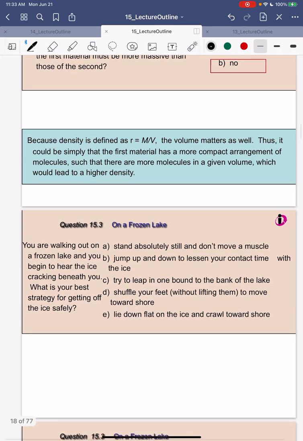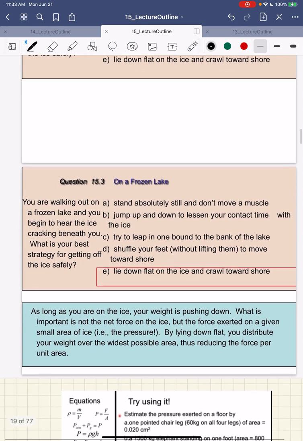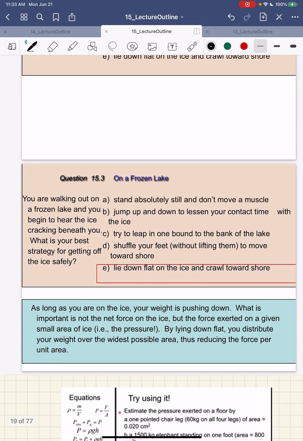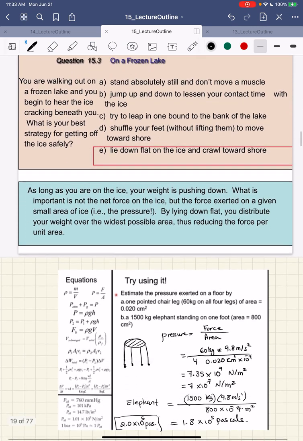If I am this person, I will go with the last one, because by lying down, I will be able to decrease the pressure. When I decrease the pressure, this reduces the force per unit area, and then I will be able to safely crawl toward the shore.